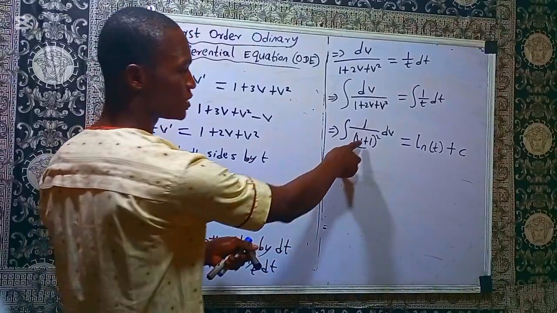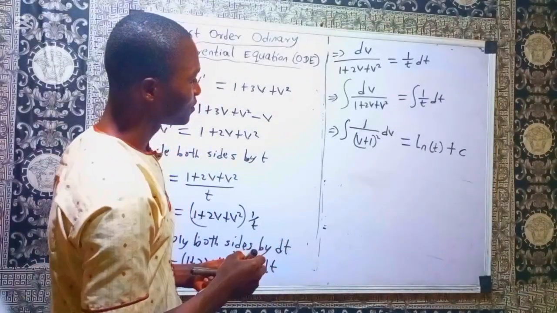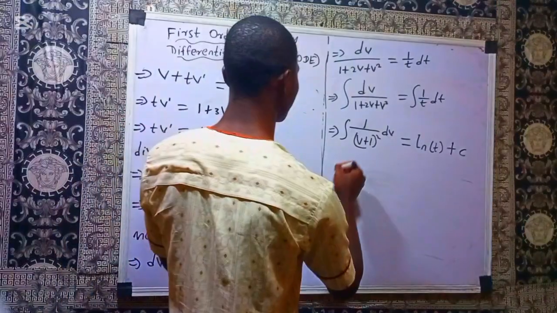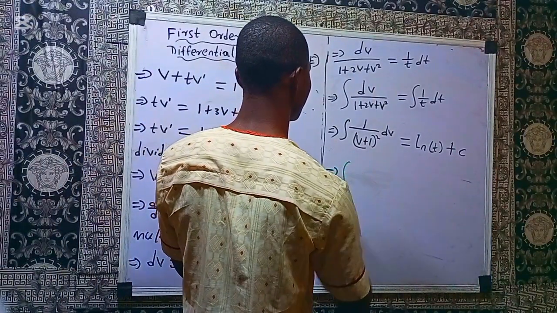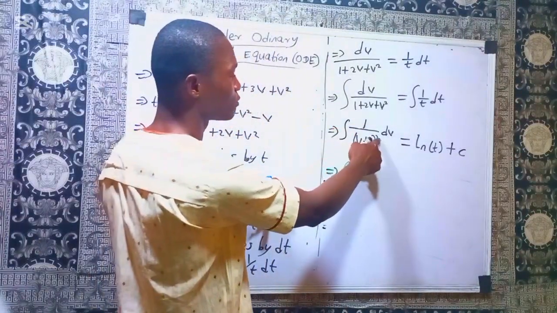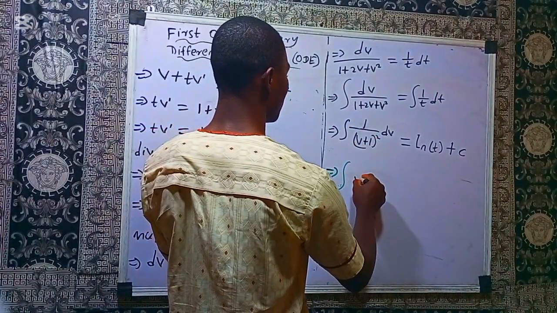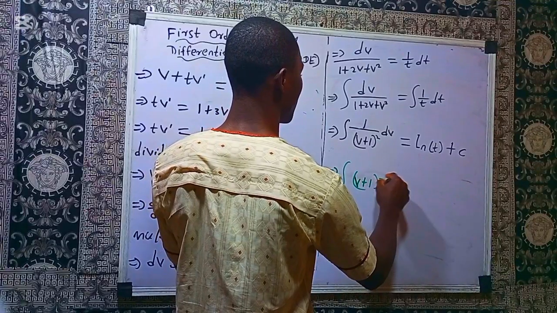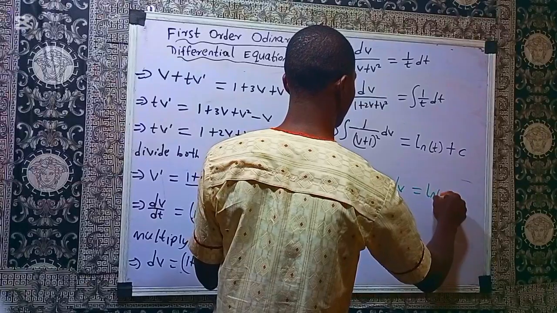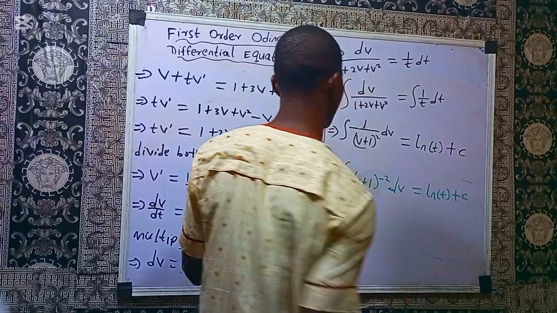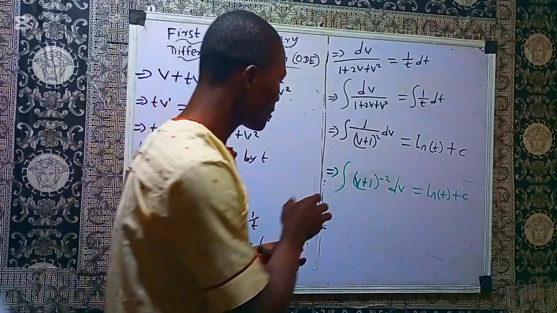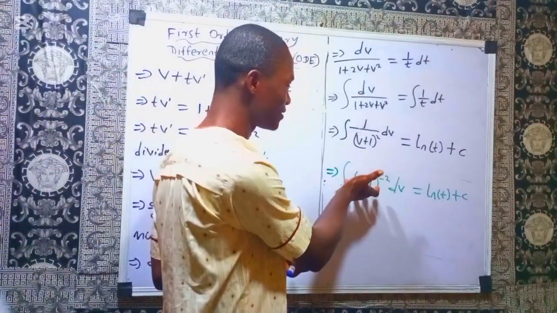So this quantity, I can write it as something. I can use the law of indices here. So this simply implies the integral of, I will remove this fraction, this 1 over, and introduce a negative on the index. So I have (v plus 1) all raised to power negative 2 dv equals ln of t plus c. Wow, I think it's interesting. Now, how do I integrate this stuff?